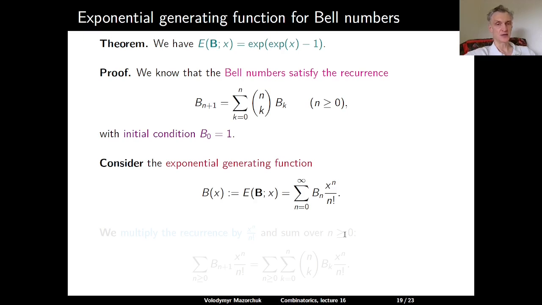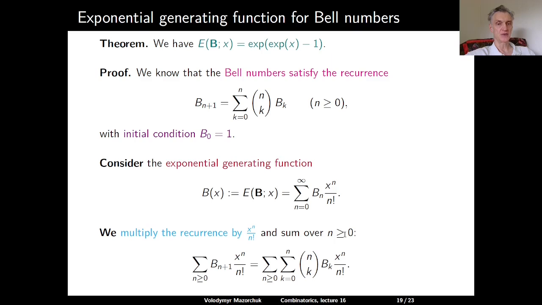Consider the exponential generating function, which we denote by B(x). So B(x) is the sum over all n of B_n times x to the power n divided by n factorial. So we take our recurrence, we multiply it by x to the power n divided by n factorial, and we sum up over all n greater than or equal to 0. So the left-hand side is the sum over all n of B_{n+1} x to the power n divided by n factorial, and the right-hand side is the sum over all n, sum over k from 0 to n of n choose k B_k x to the power n divided by n factorial.